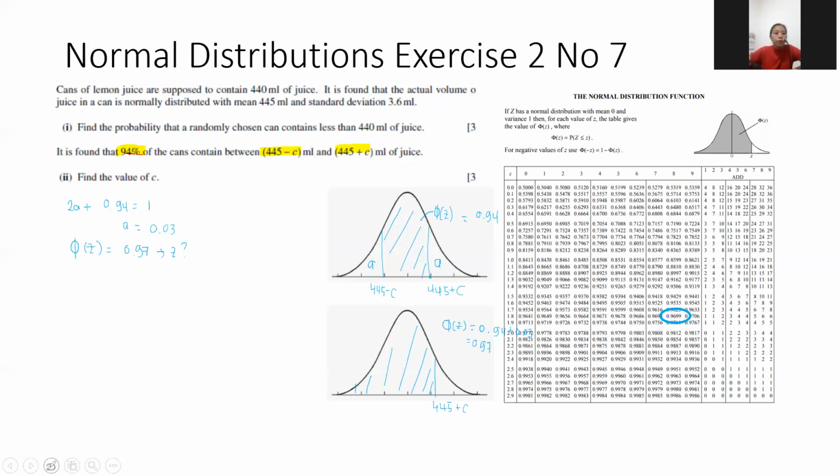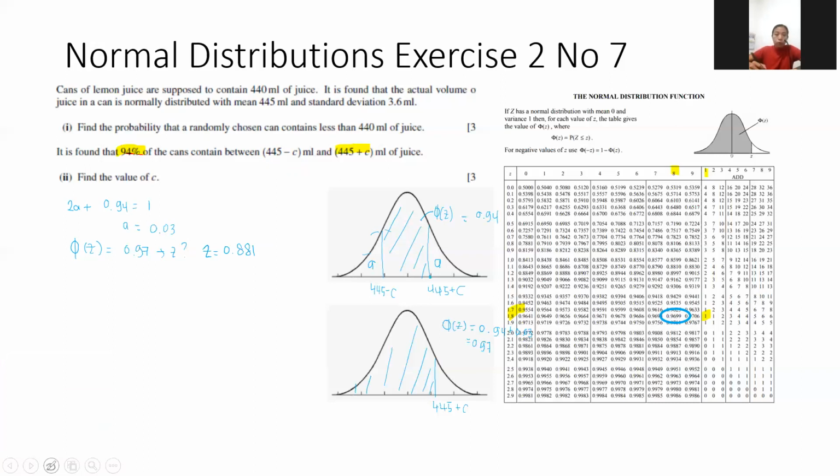Okay, so we'll check the table and we can see here that 0.9699 is produced at the value of Z of 1.88, and then with the last digit of 1 added, it becomes 0.97, right? So we can read that the Z will be 1.881. So that's the value of Z.